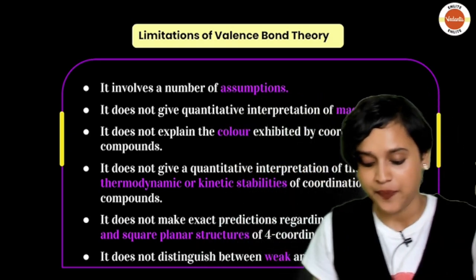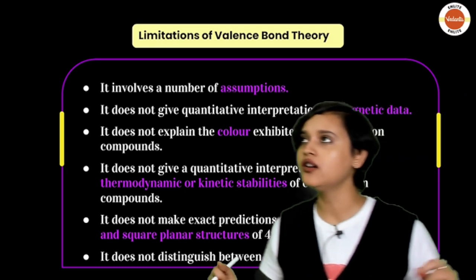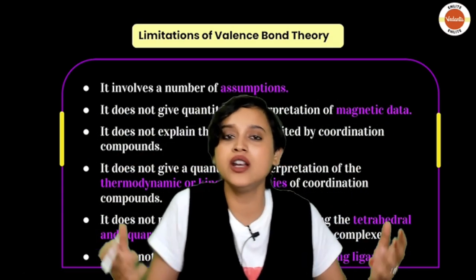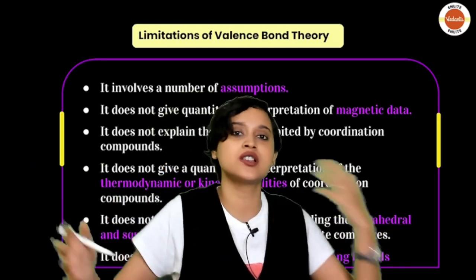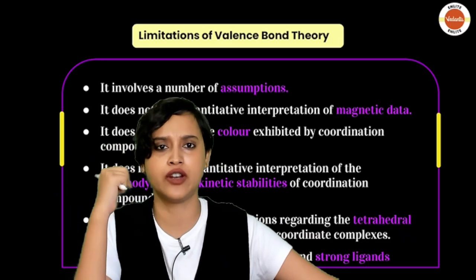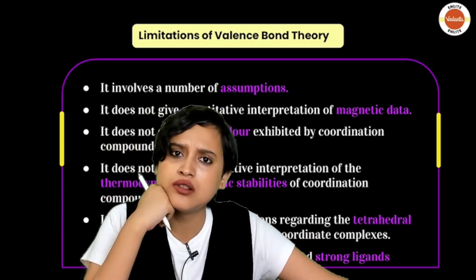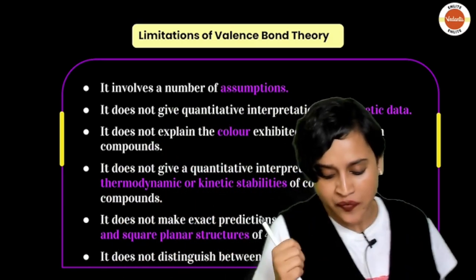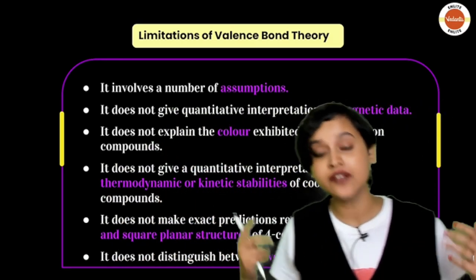Chalo. Now, in valence bond theory, we kept assuming a lot of things. We don't really know what is real, what is not. We kept just assuming. We are like, this CN must be that relative who will push everyone. How do we know that? We don't know that, right? So we kept assuming a lot of things, and it does not give a qualitative interpretation.